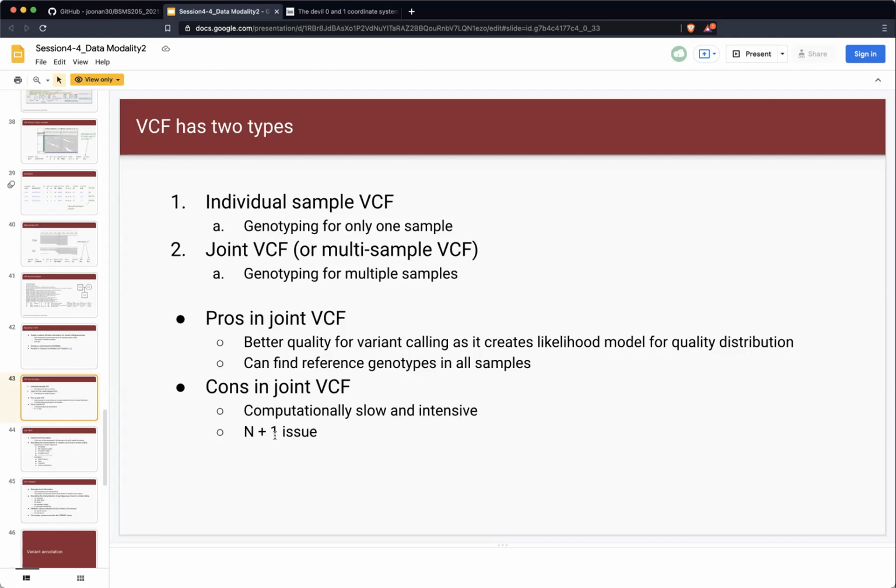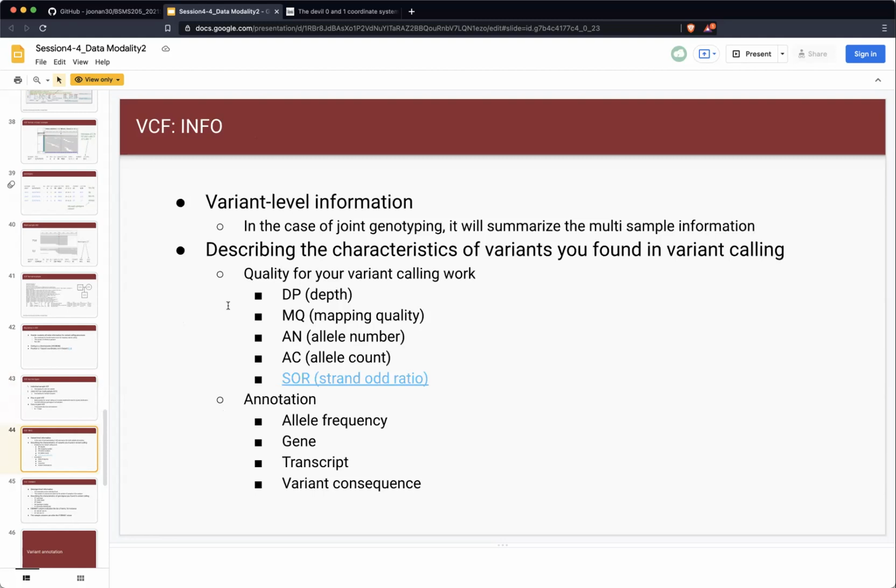So that's why people want to develop a smart way to include these extra samples in a joint VCF situation. But I mean, this is one of the well-known problems. People still want to improve the joint VCF work in the genomics field, right? Okay, so let's look at more details of the columns.